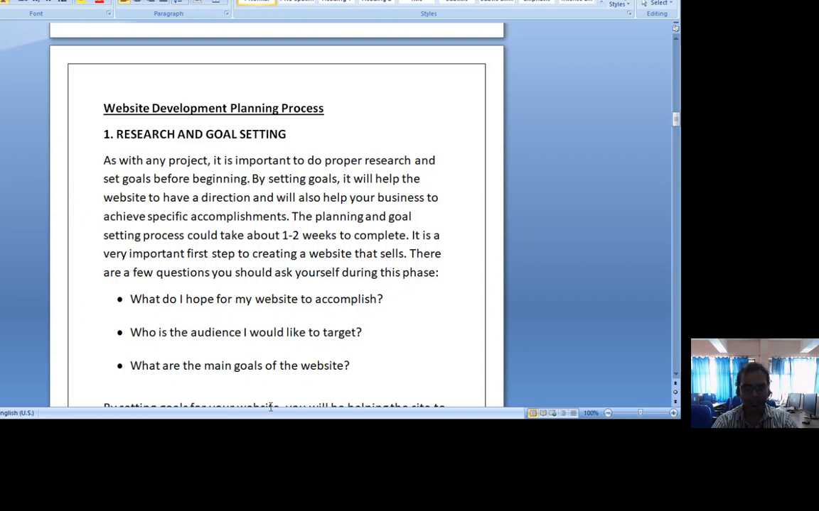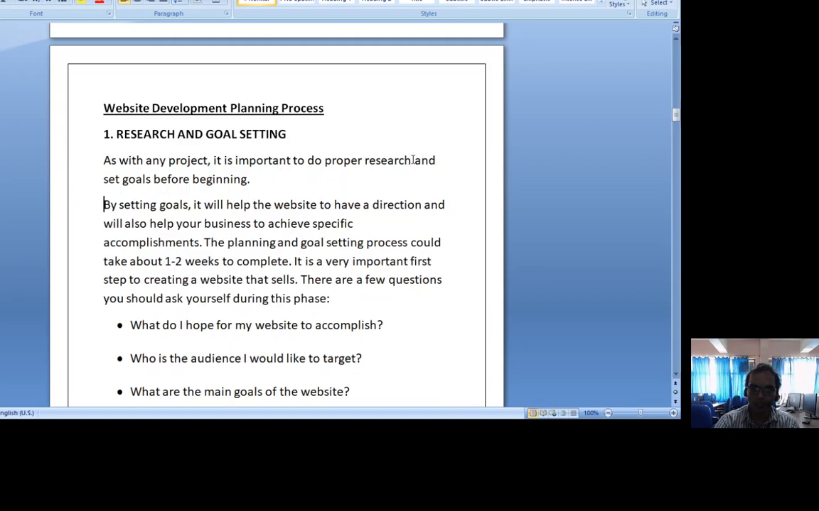Now, as with any project, it is important to do research and set goals at the beginning. Very important. For any project, the major point is that we need to do proper research, and for proper research we need various input data, and with the help of that input data we set goals in the beginning of the website itself.